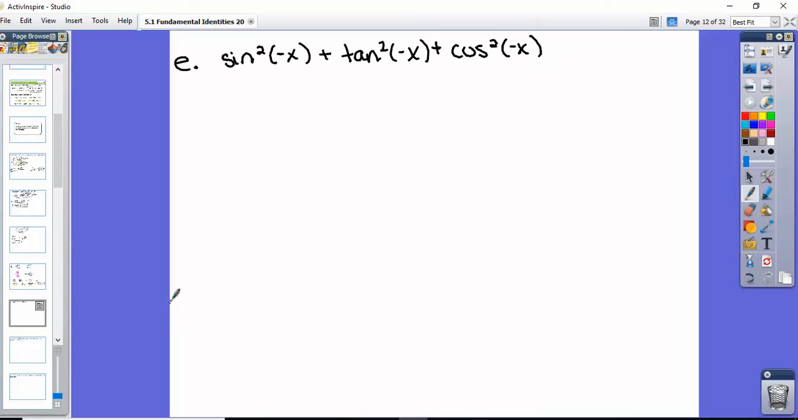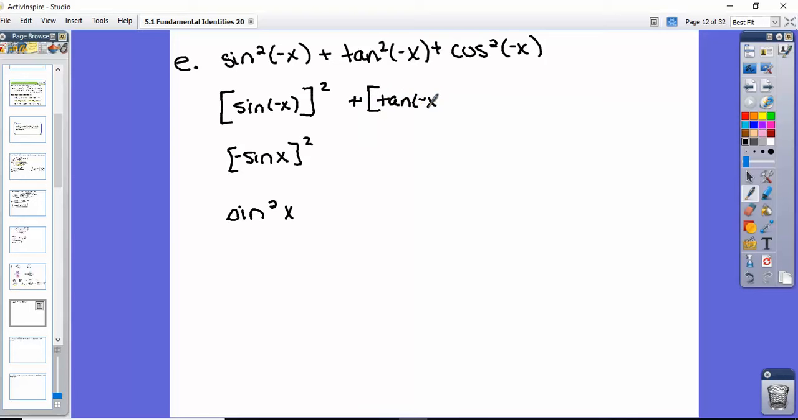Sine squared negative x plus tangent squared negative x plus cosine squared negative x. Okay, keep in mind when I say sine squared of negative x, that means you have the sine of negative x and then you square that. We know that sine is an odd function. That means the negative comes out. So it's negative sine of x squared. But when you square a negative, it just becomes positive. So sine squared of negative x is the same as sine squared x.